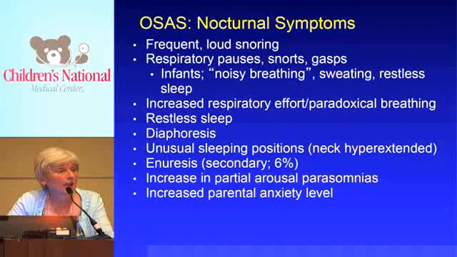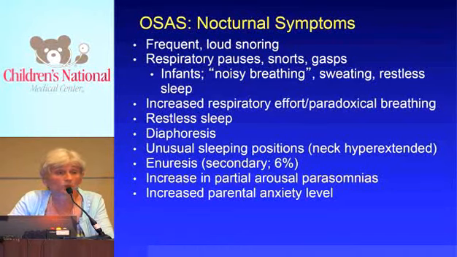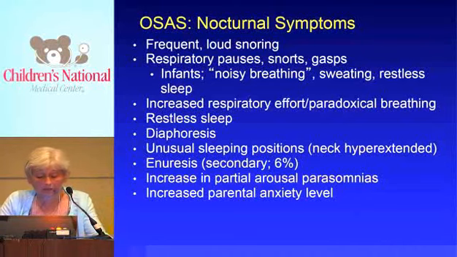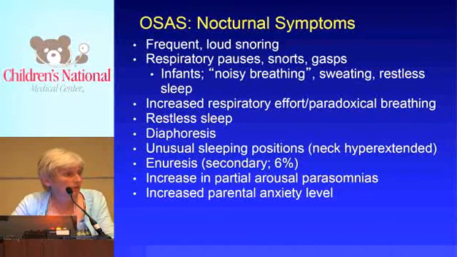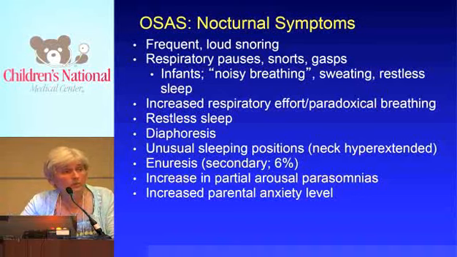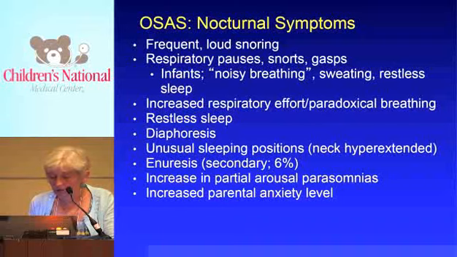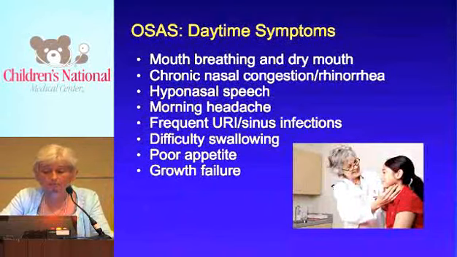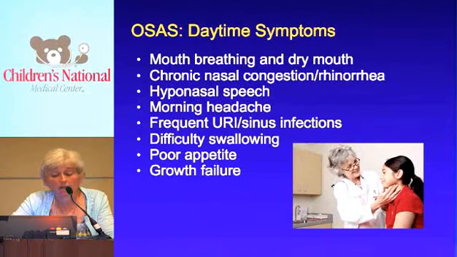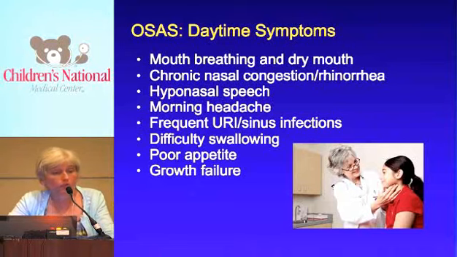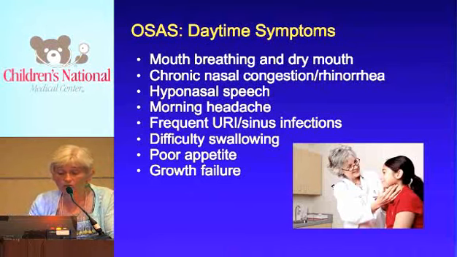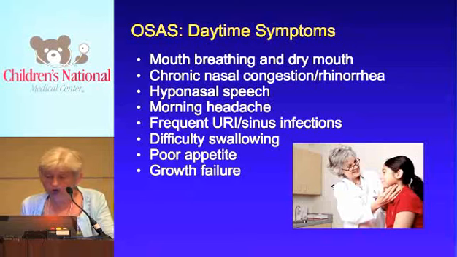There tends to be a higher incidence of secondary enuresis in these children, probably due to the disruption of the normal secretion of antidiuretic hormone. You may see an increase in partial arousal parasomnias like sleepwalking and sleep terrors, and oftentimes parents are quite anxious about their child's respiratory status during the night. Daytime symptoms can include mouth breathing, chronic congestion, hyponasal speech, frequent morning headaches, which may be a reflection of CO2 retention, poor appetite, growth failure.